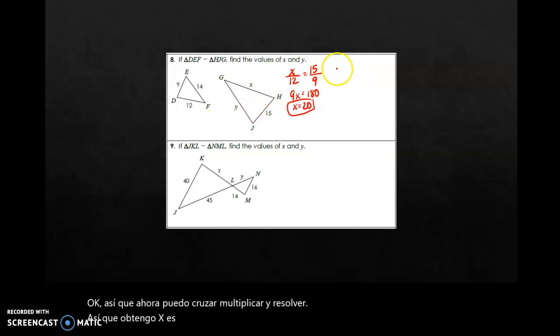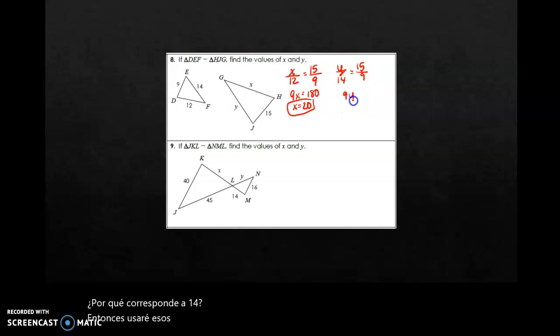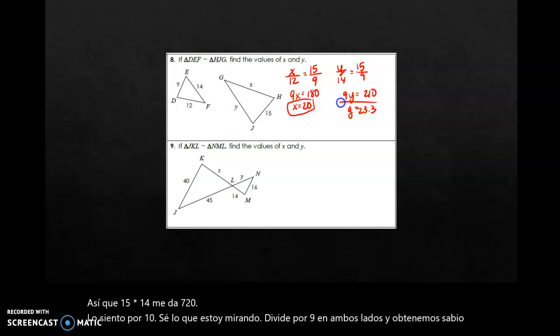I'll do the same thing to find y. y corresponds with 14. And I'll use that same 15 over 9 to solve for it. So 15 times 14 gives me 720. Sorry, 210. I don't know what I'm looking at. Divide by 9 on both sides, and we get y is equal to 23.3.